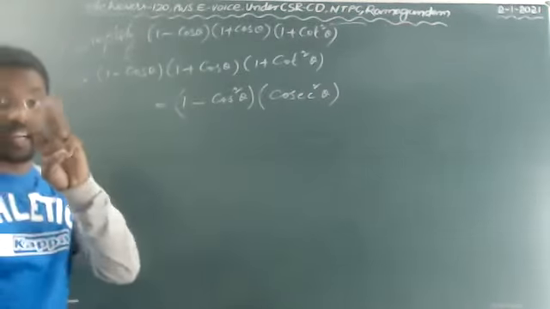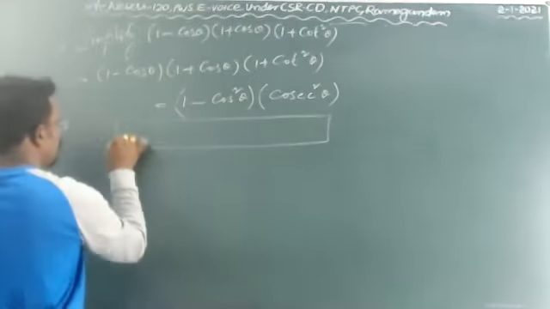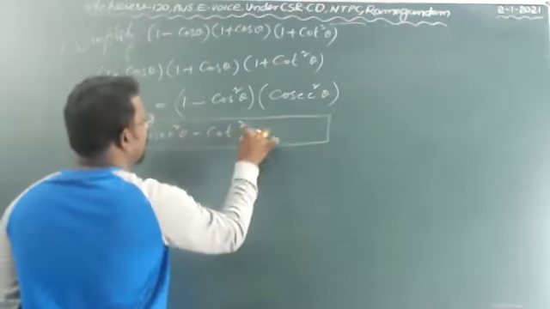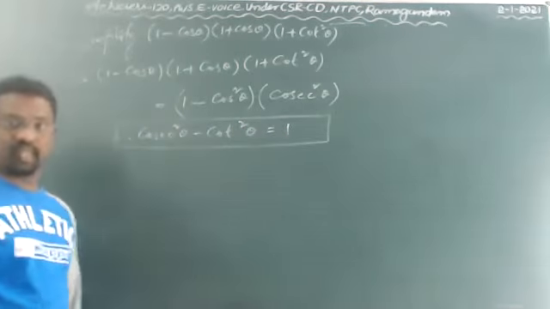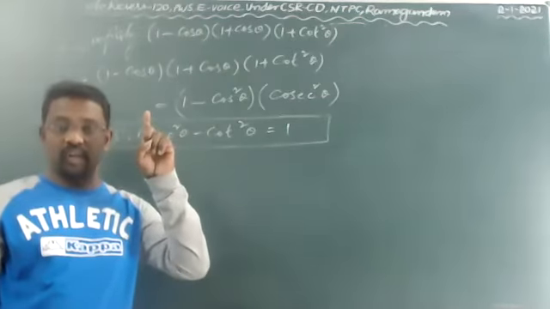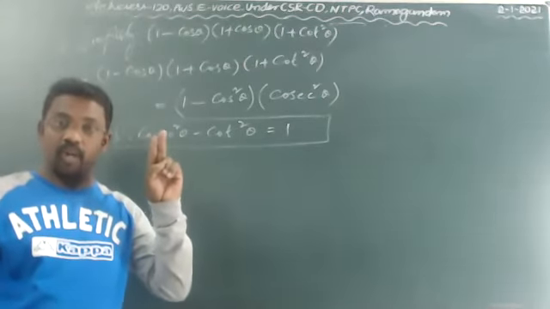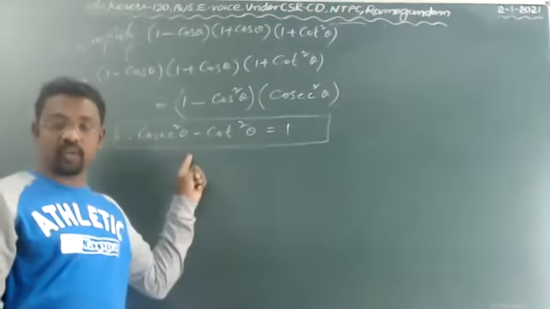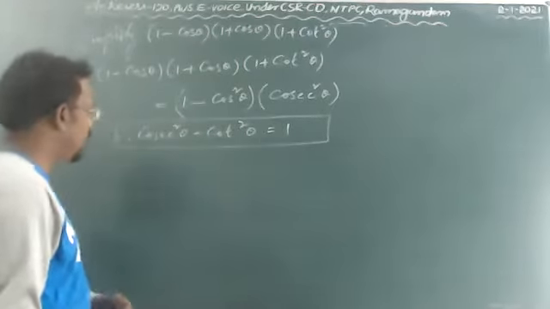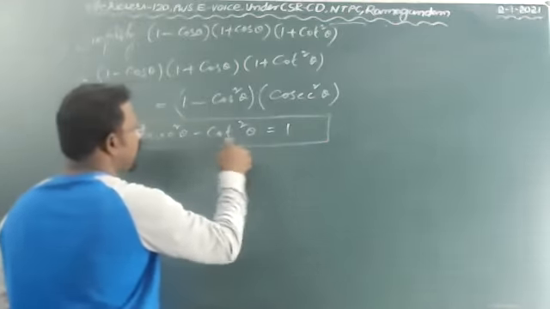We have a third identity. What is the third identity? I will write here: cosecant square theta minus cot square theta is equal to 1. This is the third identity. We have the first identity, sin square theta plus cos square theta is equal to 1. Second identity is secant square theta minus tan square theta is equal to 1. The third identity is cosecant square theta minus cot square theta is equal to 1.